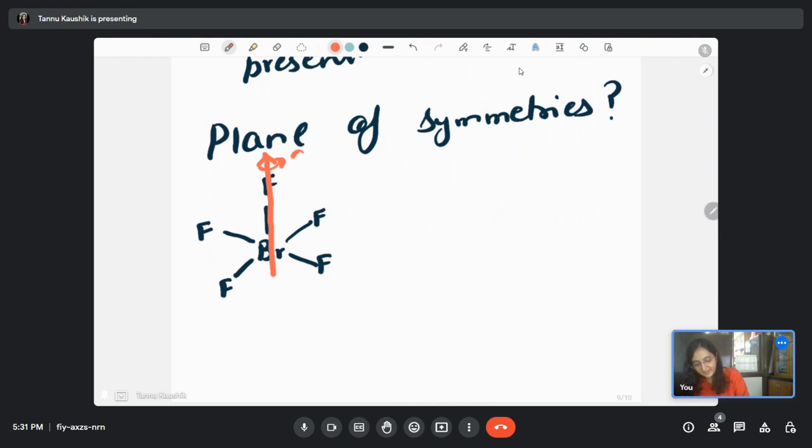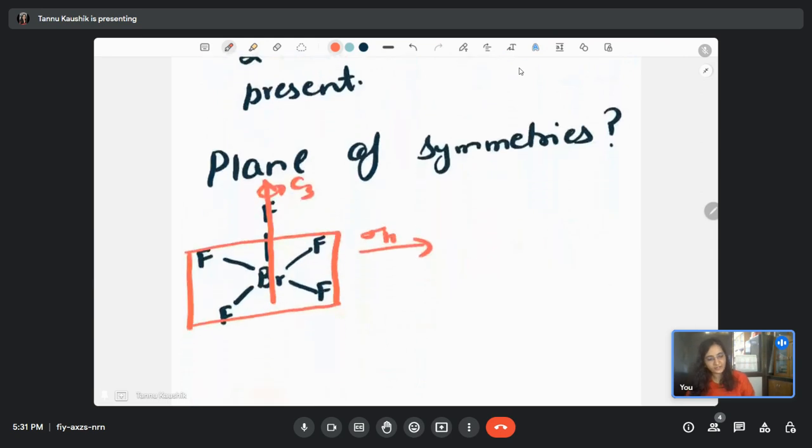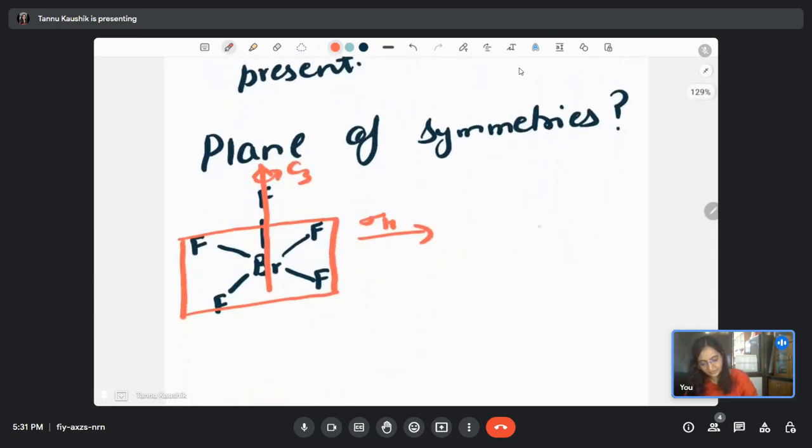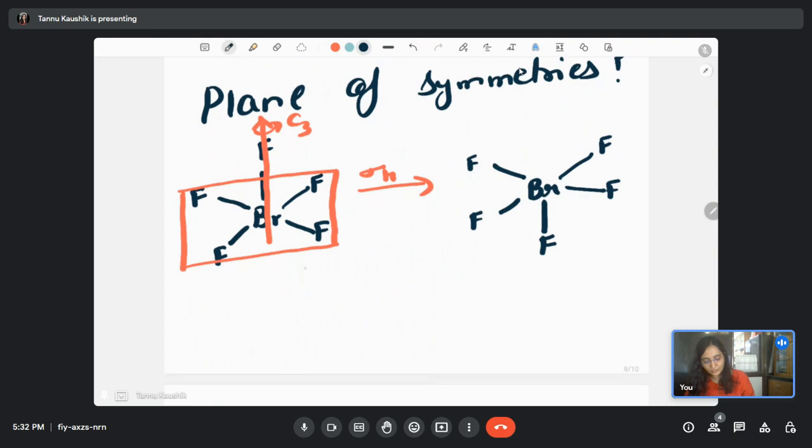So this is a C3 principal axis, and we have this plane perpendicular to it, which carries this bromine and these four fluorine atoms. So if we perform a sigma h operation here, do we get an equivalent configuration? So let us check what kind of configuration we get. We will get an inverted configuration here, like this. So these two configurations are not equivalent.